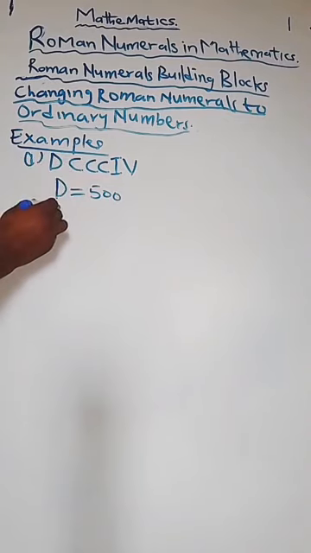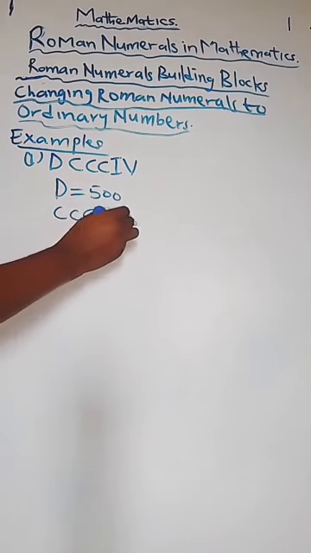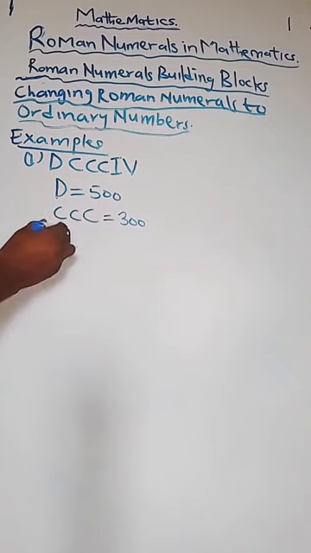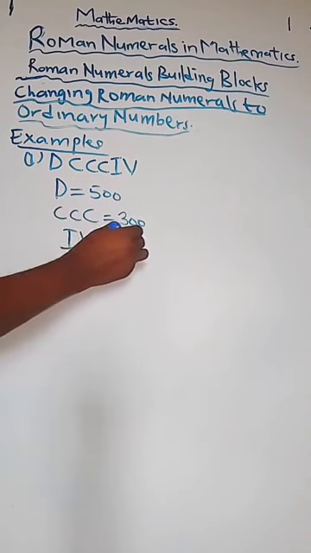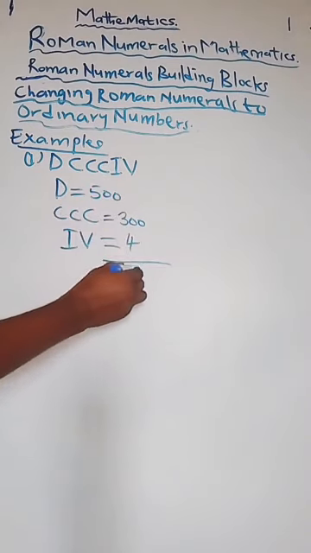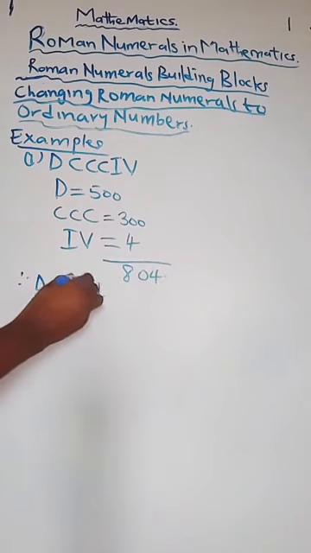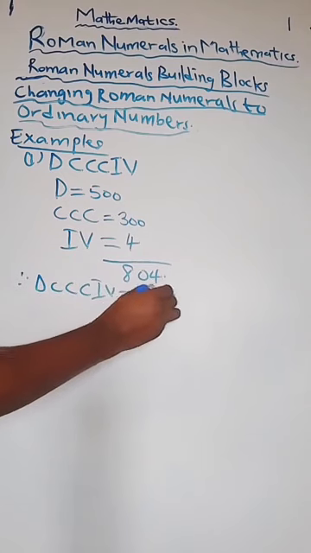So C, C, C. Now, C, all of them, are of the same value. So C plus C plus C is 300. So I, V. I is before V, which is a larger one, so we are going to subtract. So this will be 5 minus 1. So this is 4. Then you add everything together: 500 plus 300, 800 plus 4. The answer is 804. So D, C, C, C, I, V is 804 in ordinary number.